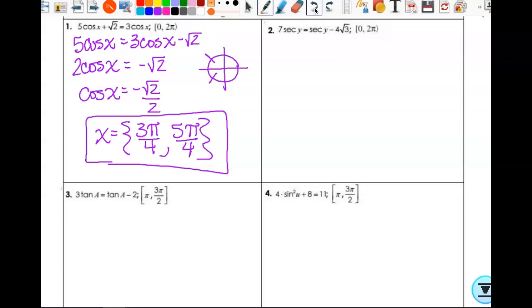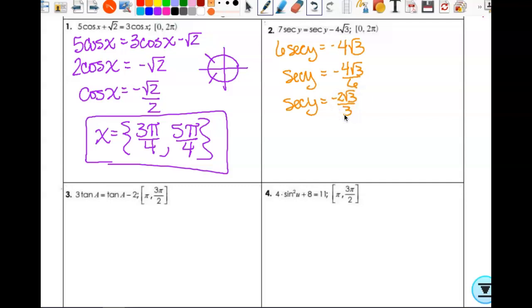I'm going to move the secant y over here. So I'm going to subtract secant y from both sides. I'm going to get 6 secant y equals negative 4 square root of 3. Now I have all my secants on one side. I'm going to divide both sides by 6. So I get secant y is equal to negative 4 square root of 3 over 6. Can I reduce that? Yes, that reduces to negative 2 square roots of 3 over 3.